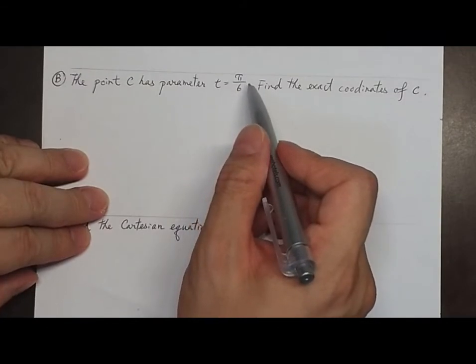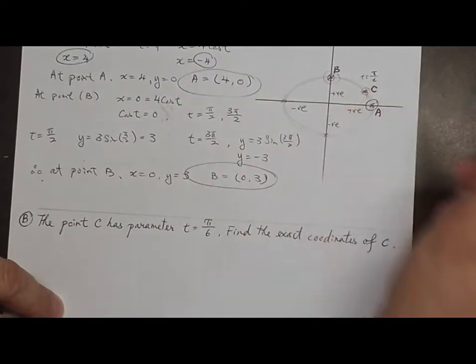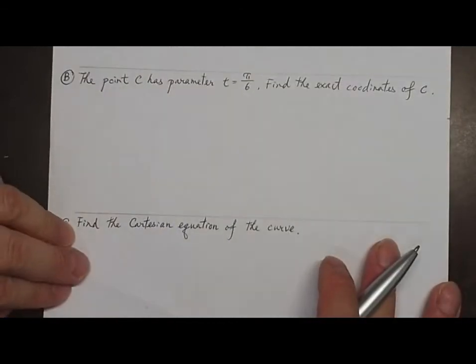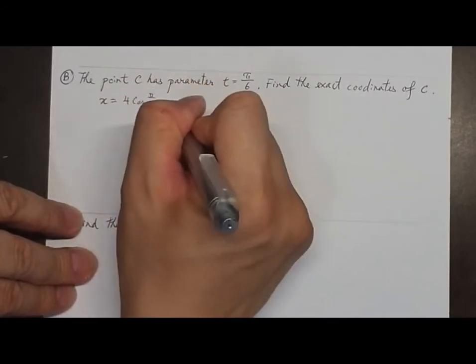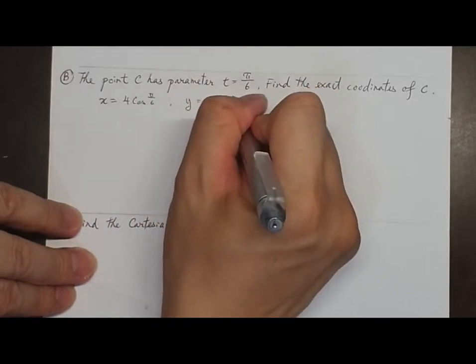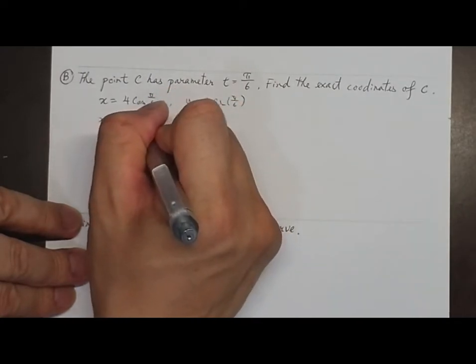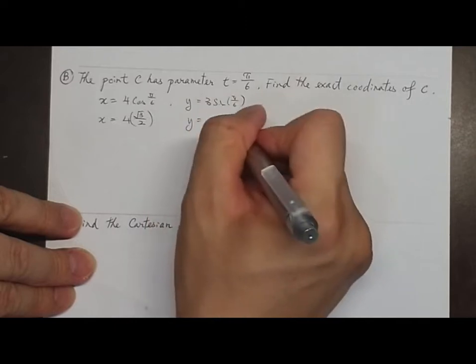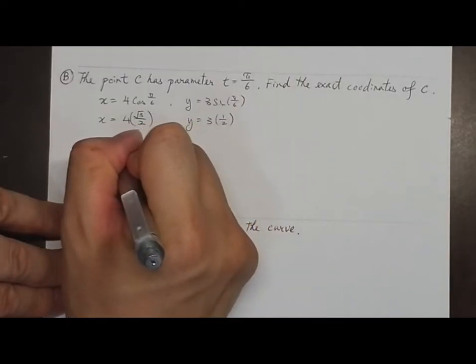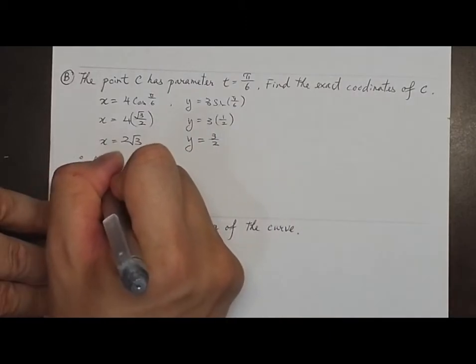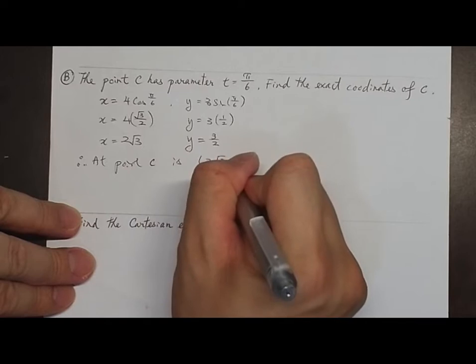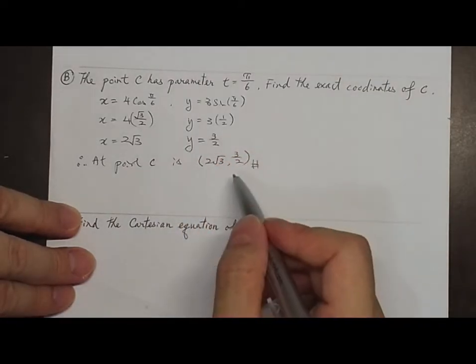So part B, the point C has the parameter t equal to pi over 6. Find the exact coordinates of C. At point C here, t is equal to pi over 6. So we substitute t equal to pi over 6. We get x is equal to 4 cosine pi over 6 and y equal to 3 sine pi over 6. Cosine pi over 6 is equal to square root 3 over 2 and sine pi over 6 is equal to half. So x is equal to 2 square root 3 and y is equal to 3 over 2. Therefore, point C is 2 square root 3, 3 over 2. These are the coordinates of point C.